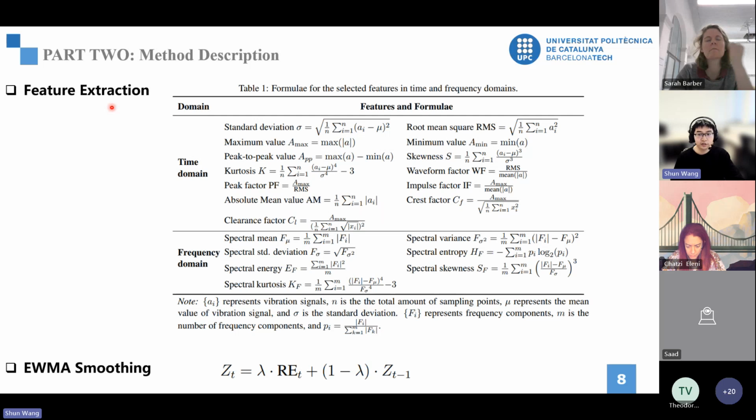For feature extraction, we extracted 2 types of features: time domain and frequency domain. After the VAE model calculates the reconstruction errors, we also applied EWMA to smooth these errors. This smoothing step can reduce noise and improve detection stability.